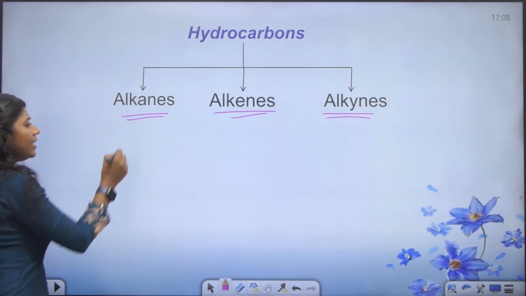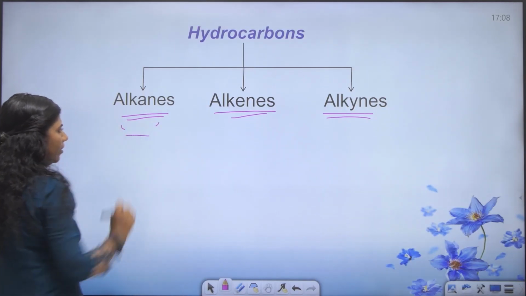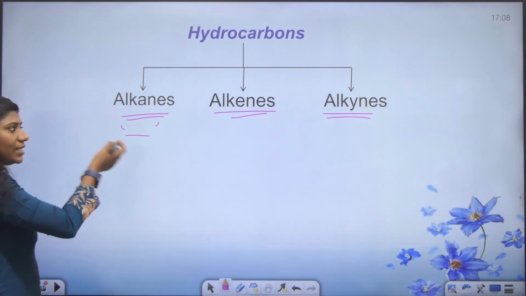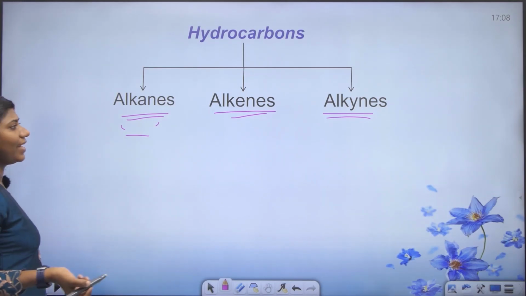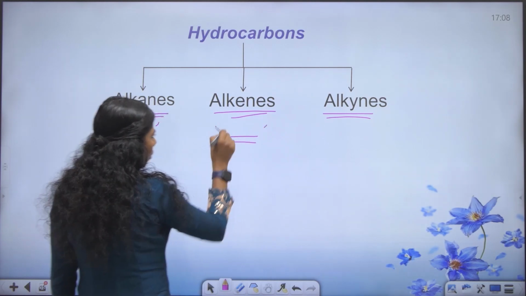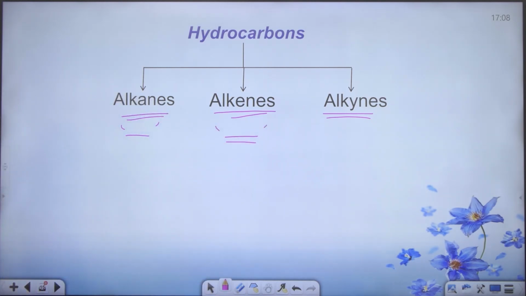Alkanes are single bonded compounds. Single bond means the bond between two carbon atoms is a single bond. Alkenes are double bonded compounds. That means between two carbon atoms, the bond is a double bond. If any one of the carbon-carbon bonds is a double bond, that type of molecule is known as alkene.